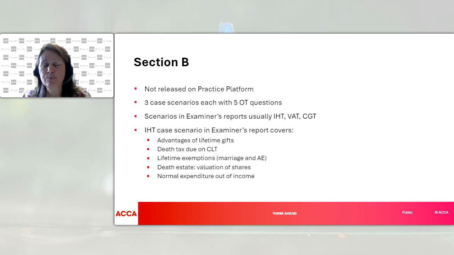Section B is where we have our 3 case scenarios, each with 5 objective test questions, and these are not released on the practice platform either. So again, look at the examiner's report and you will find there one of these scenarios. So the way that they do this is, in every examiner's report, the examiner will release one of the Section B cases, and these in theory could be on anything, but the examiner's reports have only ever shown scenarios on inheritance tax, VAT and CGT.